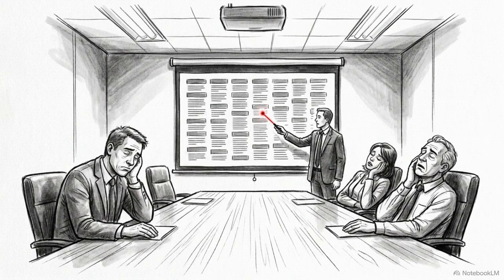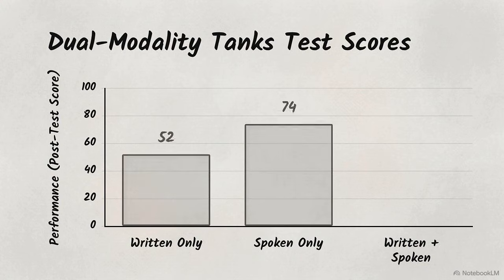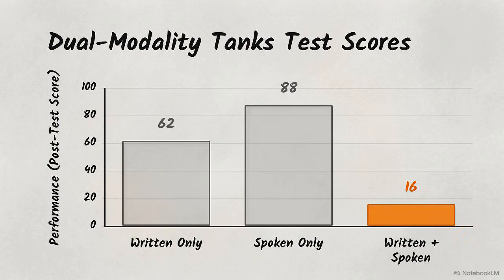We see a similar mechanical failure in corporate training environments, specifically with narrated presentations. Slava Kalyuga tested this in 1999 using mechanical engineering concepts. The experiment tested three formats containing identical information: written text only, spoken text only, and written plus spoken text presented concurrently. This chart reveals a severe drop in post-test scores for the dual modality group compared to the spoken-only group.